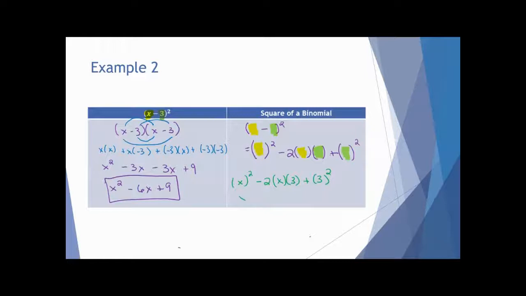Then we simplify. We get x squared. Then I have negative 2 times x times 3. So we do negative 2 times 3, which is negative 6. And then I have the x. And then 3 squared is 9. So that's plus 9. So you get the same answer. It's fewer steps, but you have to notice the pattern. So you can see that if I use the shortcut, that's basically 2 steps. If I FOILed, I have 4 steps written down. But you get the same answer either way.